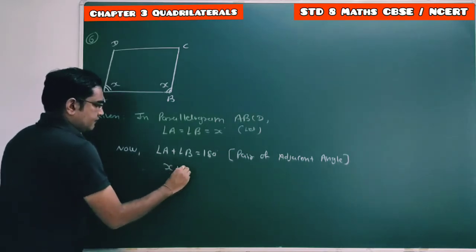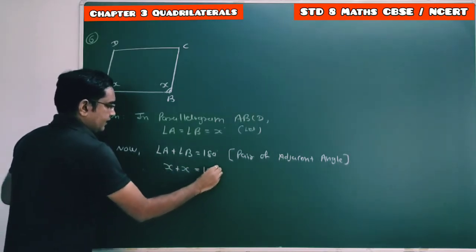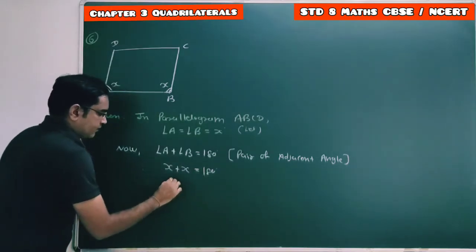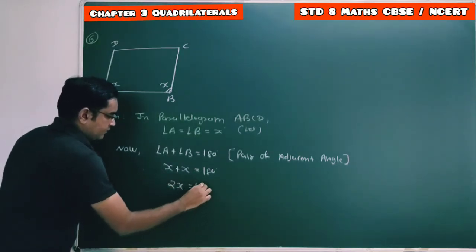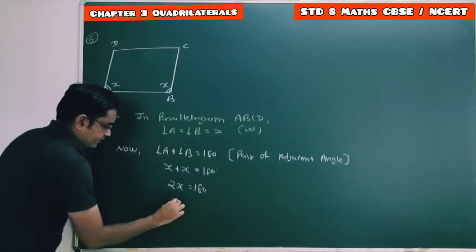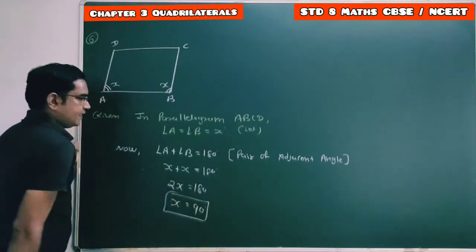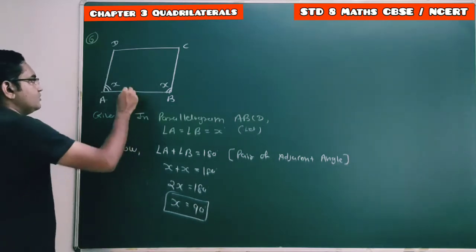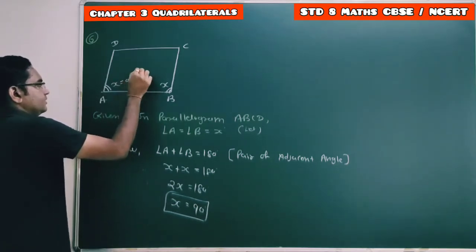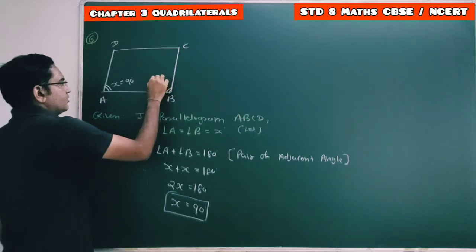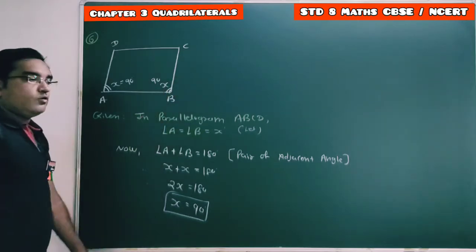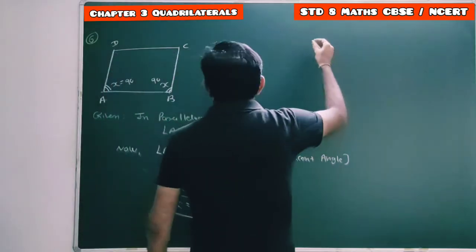So both angles are equal and they are equal to x. X is one unknown. So x plus x, 2x equals 180 degrees. X equals 90 degrees. So here the measure of angle A is 90 degrees. The measure of angle B is also 90 degrees. Find all the measures of the remaining angles.